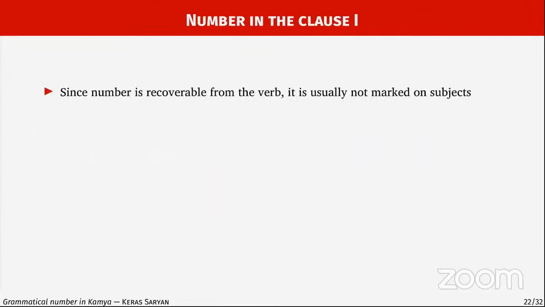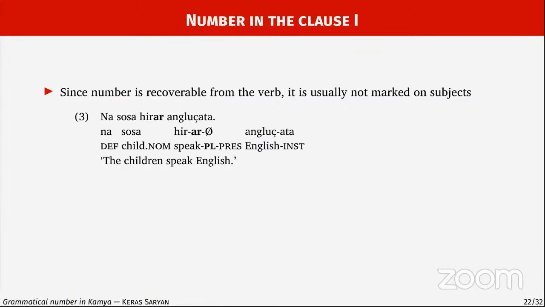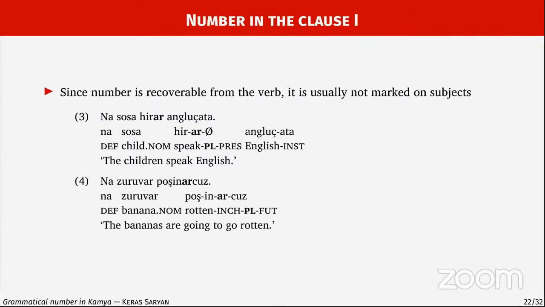And now bringing it all together at the clause level. Because number is recoverable from the verb, with subjects it's usually not marked on subjects. So if I say things like na sosa hira angluchata, then you know because of the plural marking suffix that I'm talking about children, not child. Same with the sentence na zurvar poshinarjuz, which has plural marking on the verb. So again, you know there's more than one banana involved.